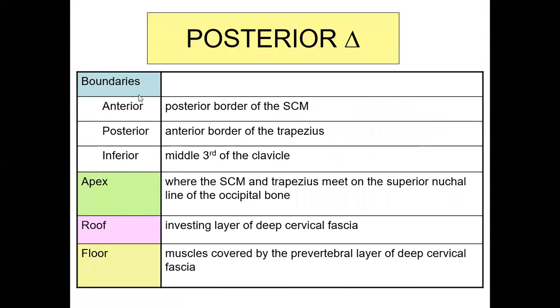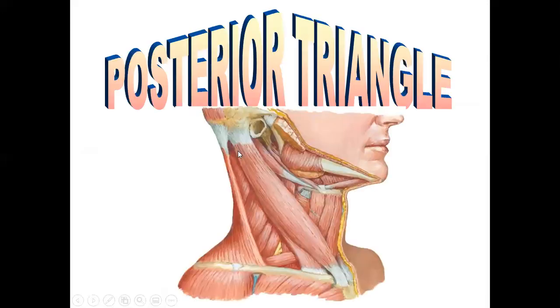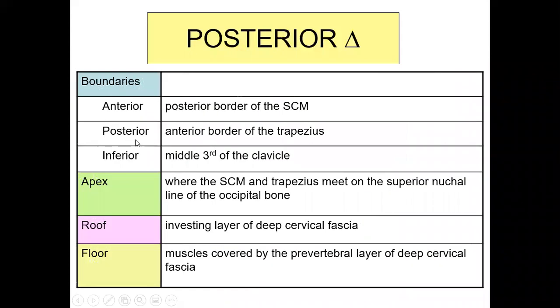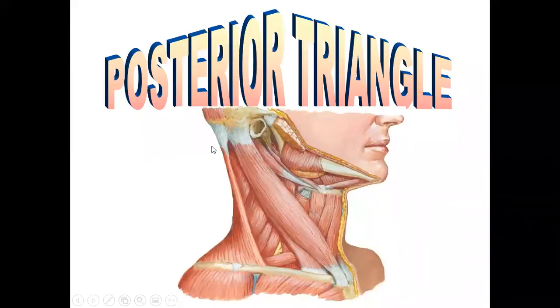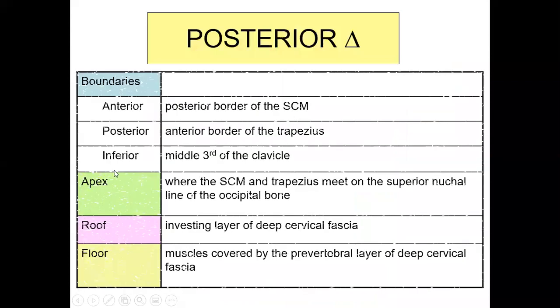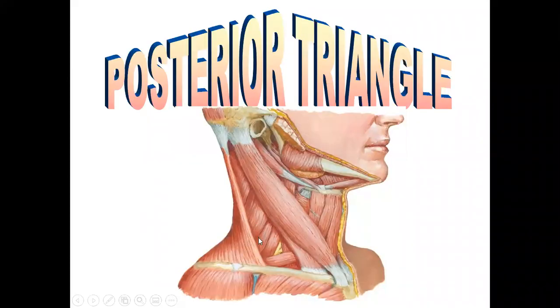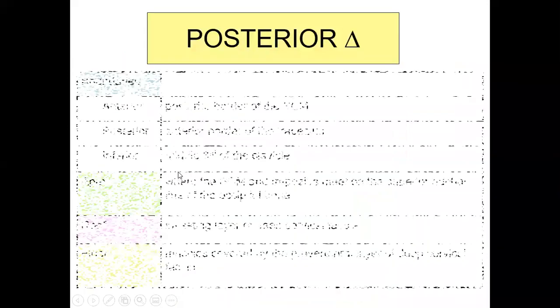For the posterior triangle, the anterior boundary is the posterior border of the sternocleidomastoid muscle. If you see here, this is the posterior border of the sternocleidomastoid muscle. And the posterior boundary is the anterior border of the trapezius muscle. And inferiorly, we have the middle third of the clavicle. So that is the boundary.